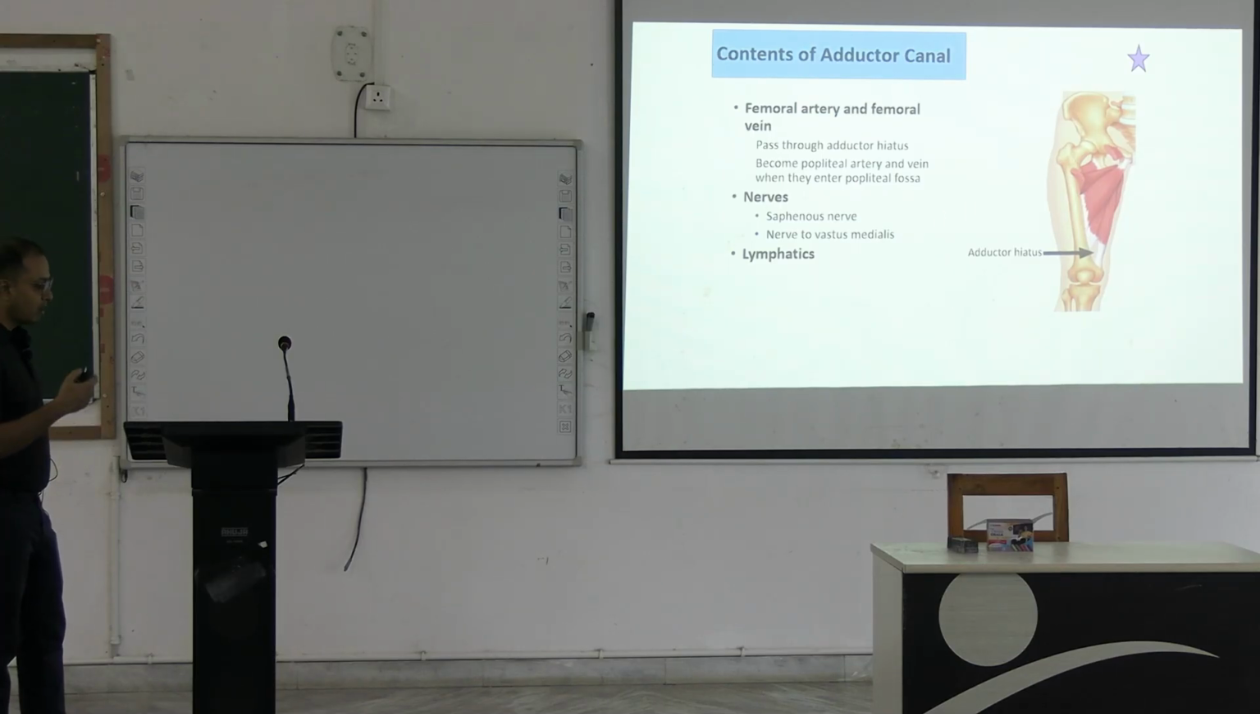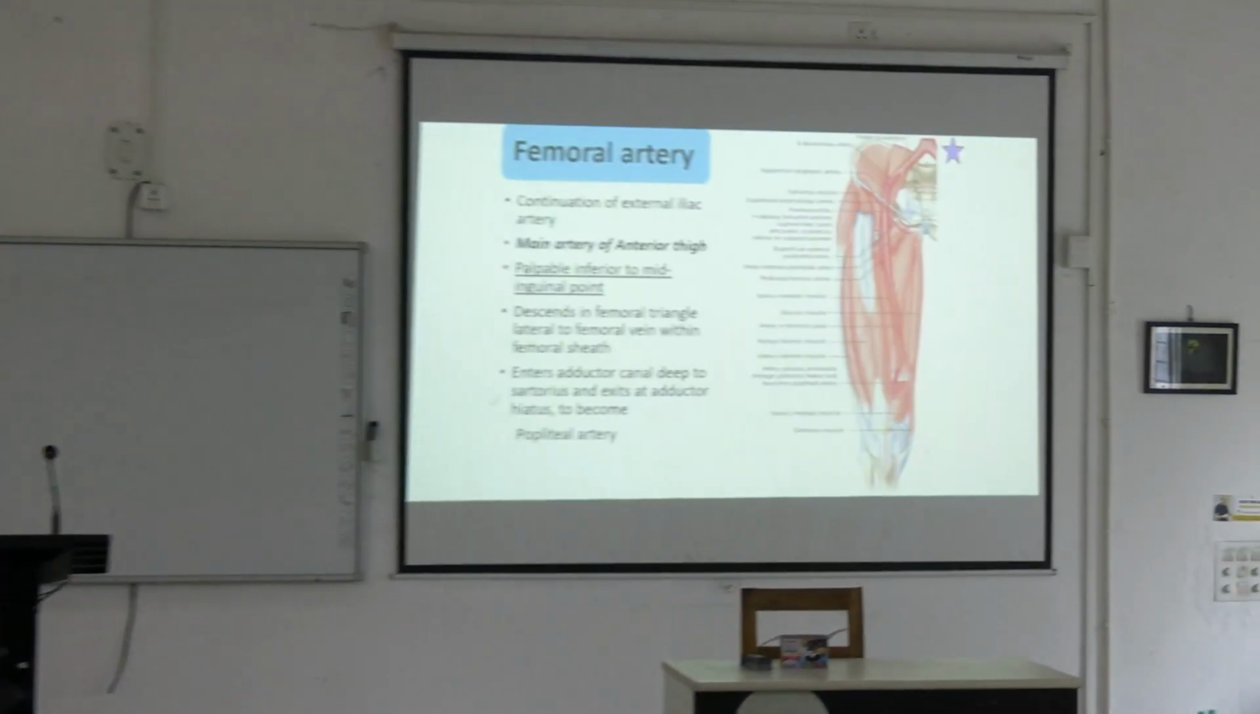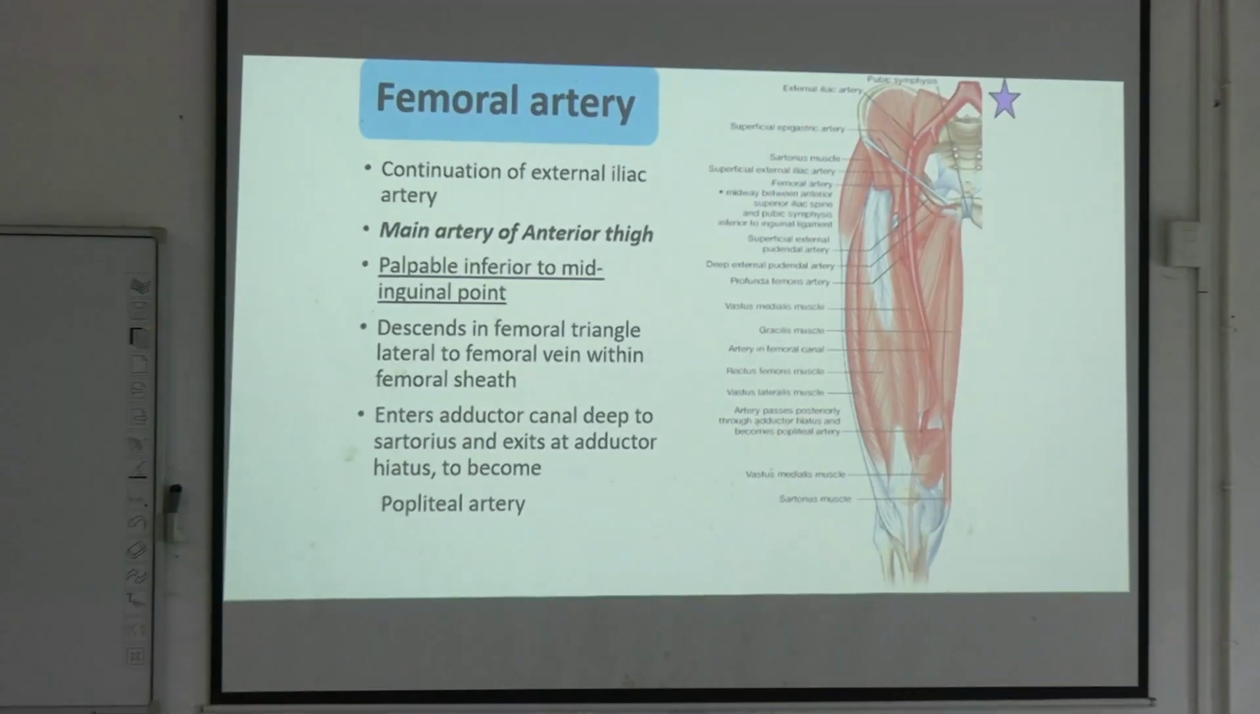of course the femoral artery or femoral vessels, and the nerve coming from the femoral nerve, which is known as the saphenous nerve, which gives a cutaneous branch, and a motor branch known as the nerve to vastus medialis, along with the lymphatics present in it. So, the adductor canal is what we will know here.